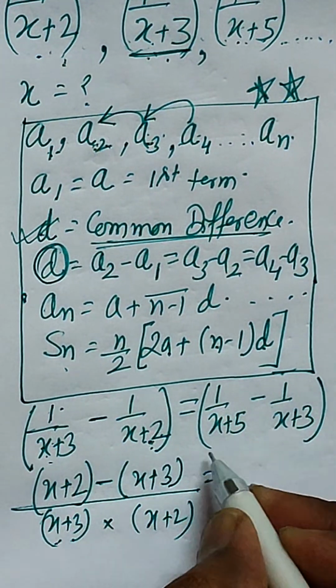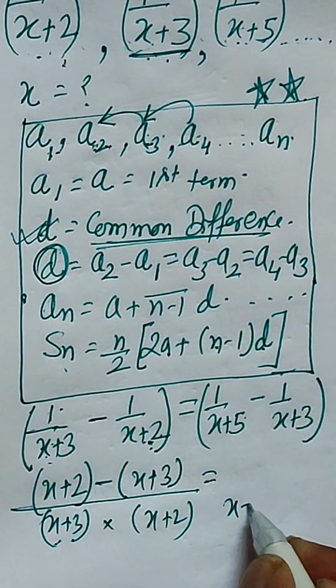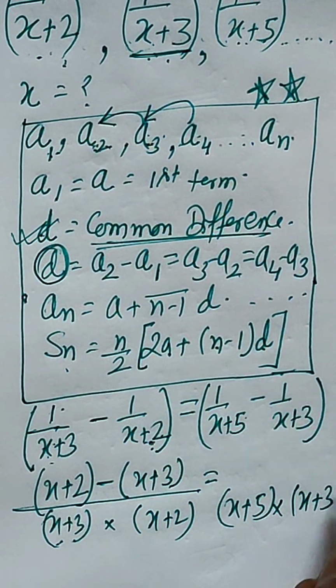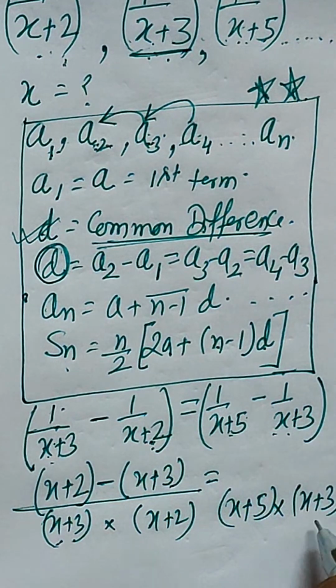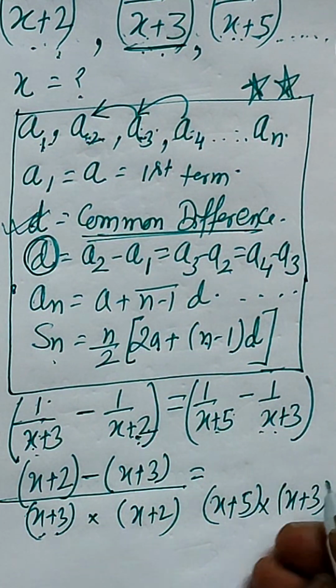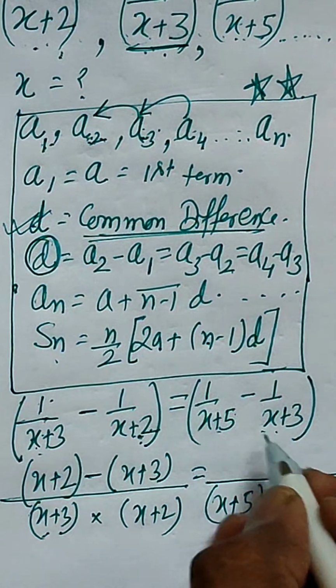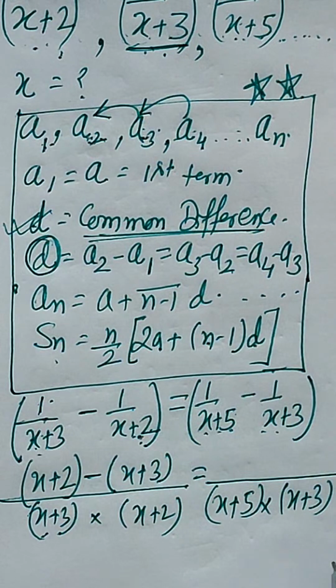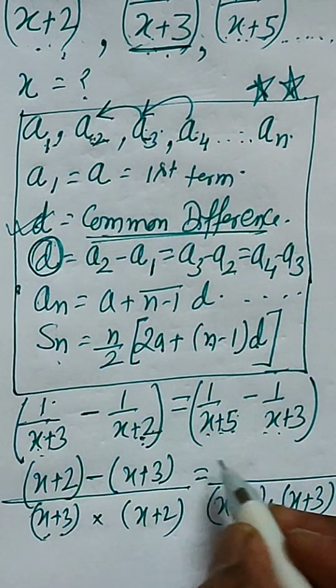And this is on the RHS. Similarly, we take the LCM, that means the product of the two numbers, x plus 5 and x plus 3, multiplied over here in the denominator, and in the numerator, since x plus 5 is present. You are in 10th class, so definitely I hope you are understanding these lines.